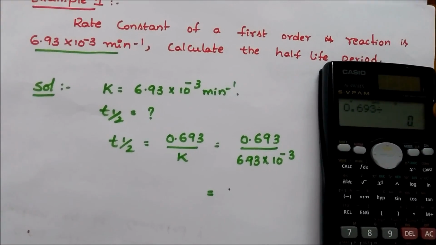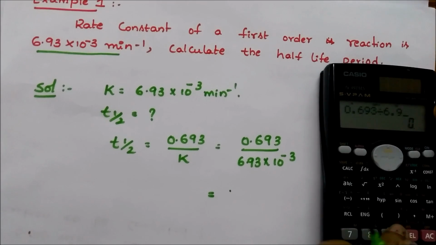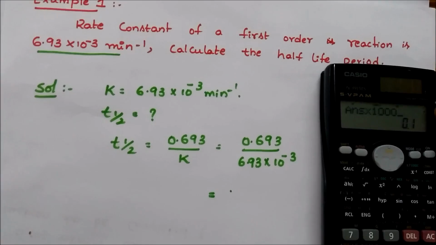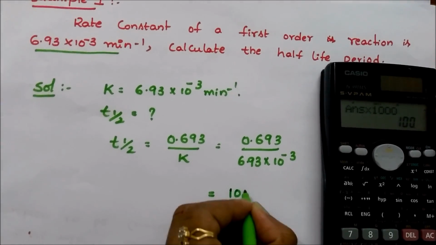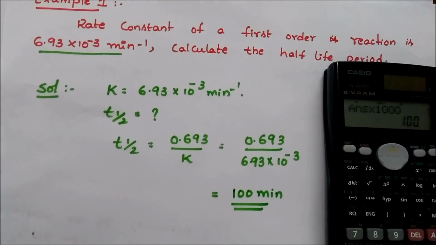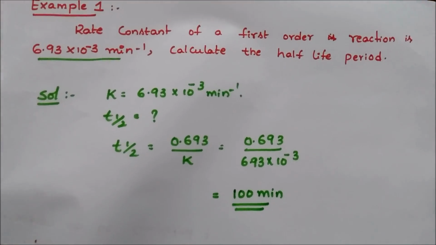0.693 divided by 6.93 into 100 minutes. This is the T half for this reaction.